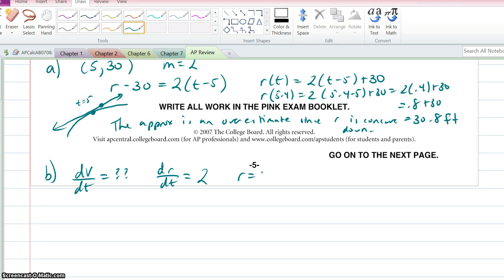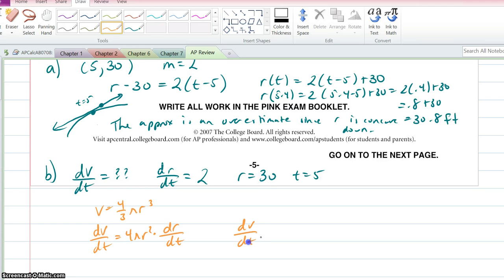Our radius is 30, time is 5. Set up your equation. So volume is 4/3 pi r cubed. Take the derivative with respect to time. So dV/dt is going to equal 4 pi r squared times the derivative of the radius with respect to time. And now plug everything in.